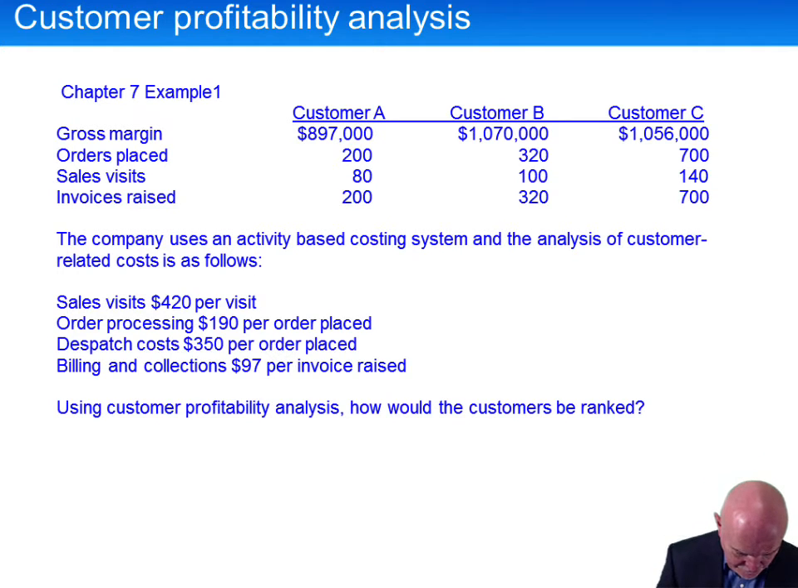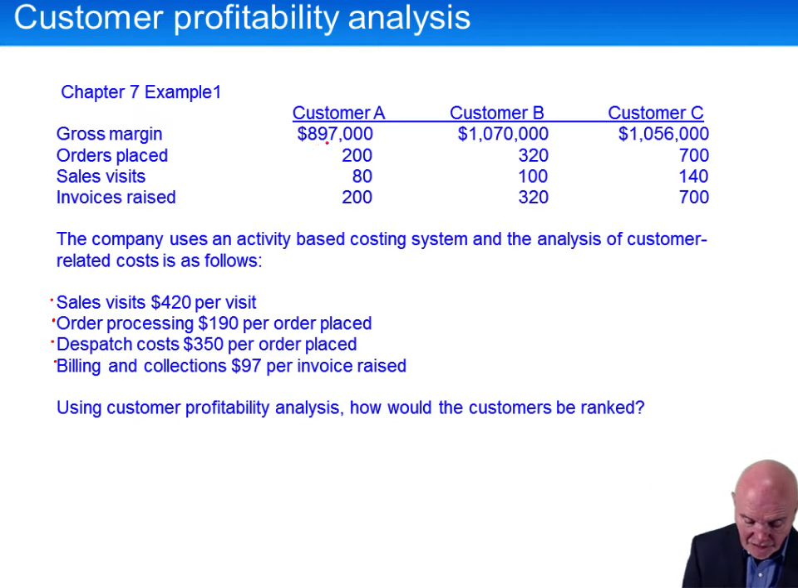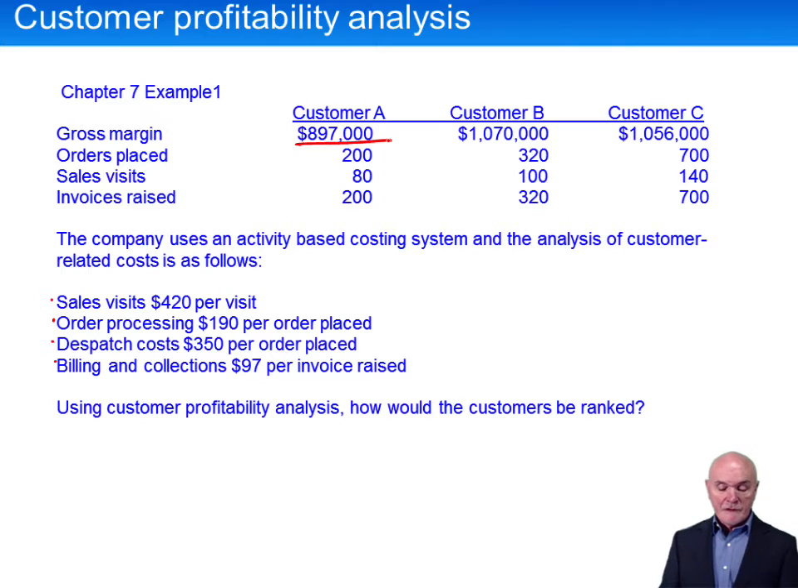Let me see if we can get this to right. There we are. There's some sales visits there. It takes some costs to process orders, dispatch costs, and the billing and so on. And it's really, really simple. All we have to do is to say, well, here is the gross margin before any of these costs, and then we have these costs to add on. And I'm just going to do it for customer A. You can, just for the sake of it, go and look at customer B and see if you can simply replicate my calculations. That's really, really easy.